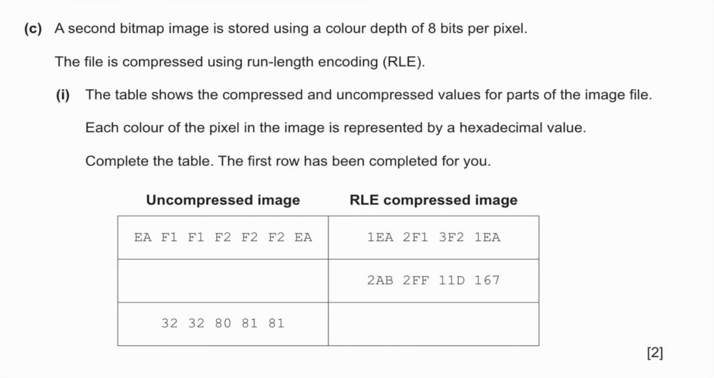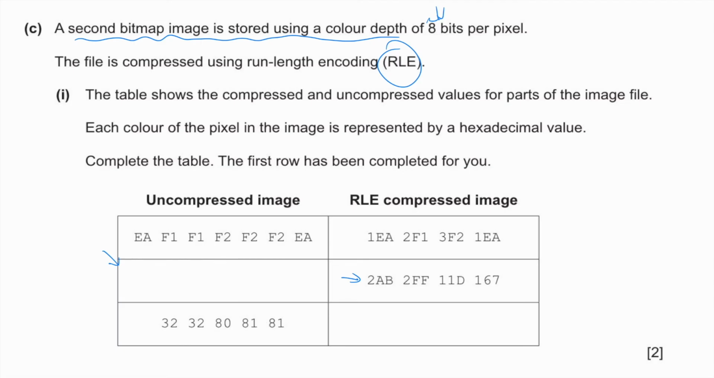Now, the best way to understand this concept, I think, is by looking at some practice problems. Here it says a second bitmap image is stored using a color depth of 8 bits per pixel. The file is compressed using RLE, or run length encoding. And right here, we need to fill in this table in order to take the RLE compressed image and write what it would look like if it's uncompressed, and vice versa. Each color of the pixel in the image is represented by a hexadecimal value. So complete the table.